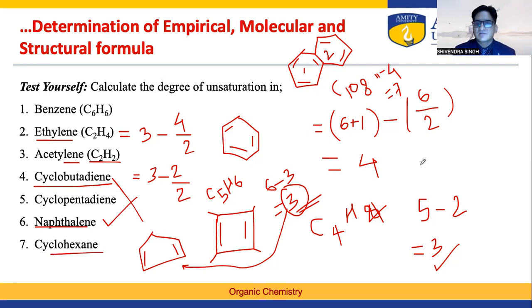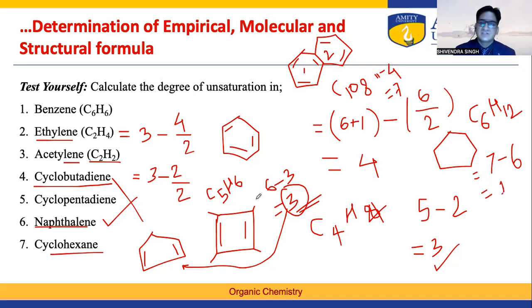For cyclohexane, let's talk about the last one. We already know the formula of cyclohexane. The molecular formula of cyclohexane is C6H12. If you apply the DBE concept, then it will be 7 minus 6, because 6 plus 1, 12 by 2. So 7 minus 6 means 1. It means the degree of unsaturation or DBE value will be only 1, which is reflected in that we have only one ring in cyclohexane. So this is how we can find out the real structure of cyclohexane, and we can cross check it with the concept which we have discussed earlier.